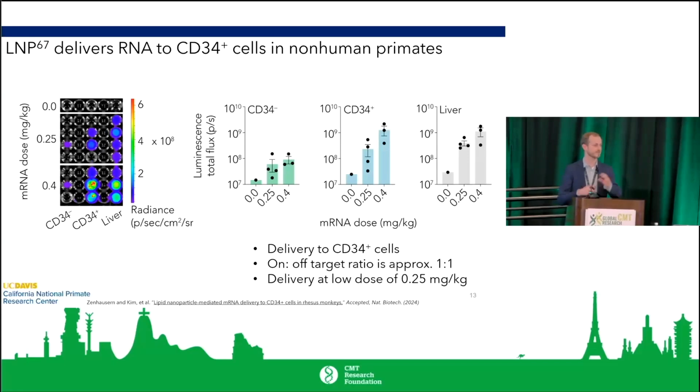So I think in sum, I wanted to use that as an example for how we can use these high throughput LNP screening systems to identify non-liver LNPs and how we go about characterizing those delivery profiles, both in mice and ultimately in non-human primates.